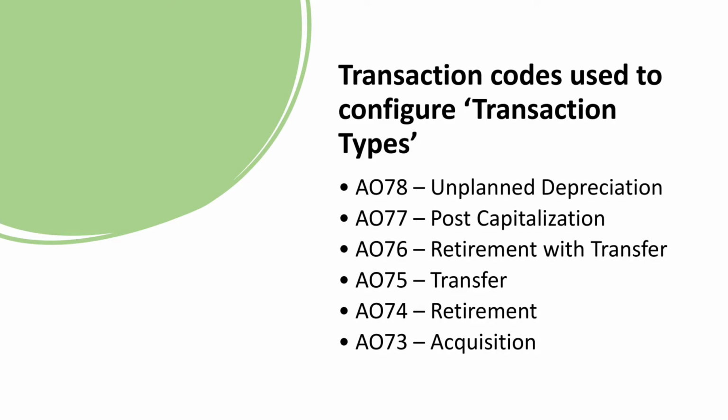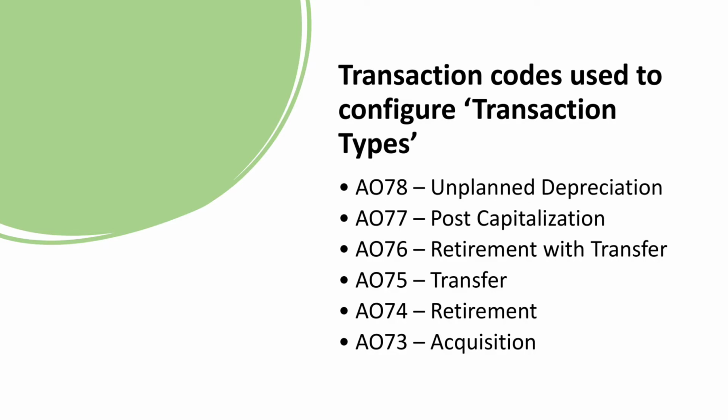Before moving forward, let's have a look at how transaction types can be configured. There are separate T codes to configure each kind of transaction type. If you have to configure a transaction type for acquisition, then you have to go to transaction code AO73. Similarly, for retirement transaction types, the T code will be AO74. You can also notice that SAP has provided separate end user transactions for different sets of activities. Like for acquisition we have F-90, for transfer we have ABUMN, for unplanned depreciation we have ABAA.